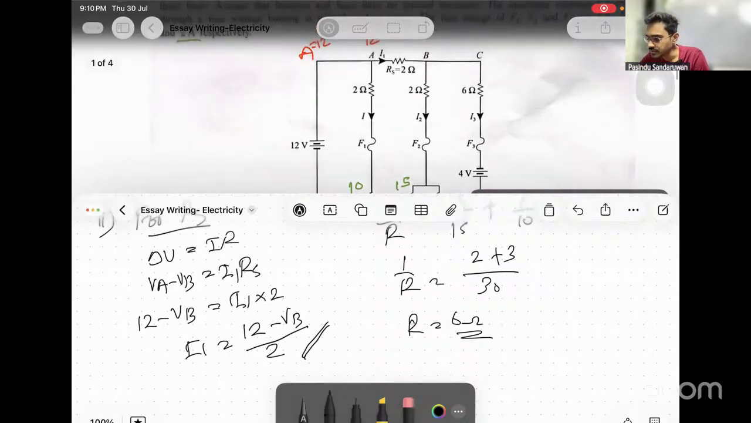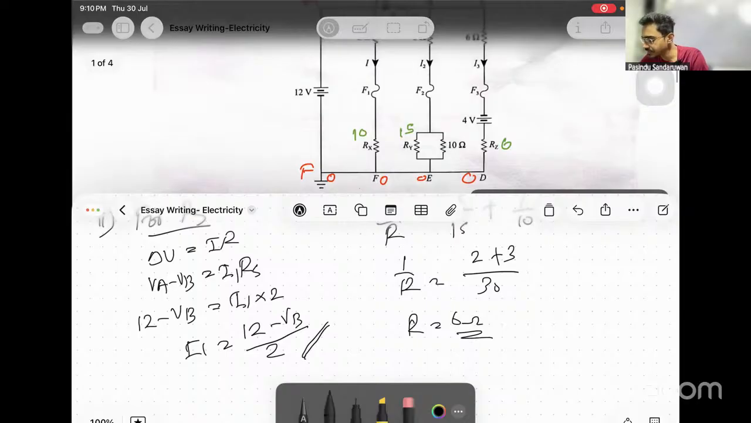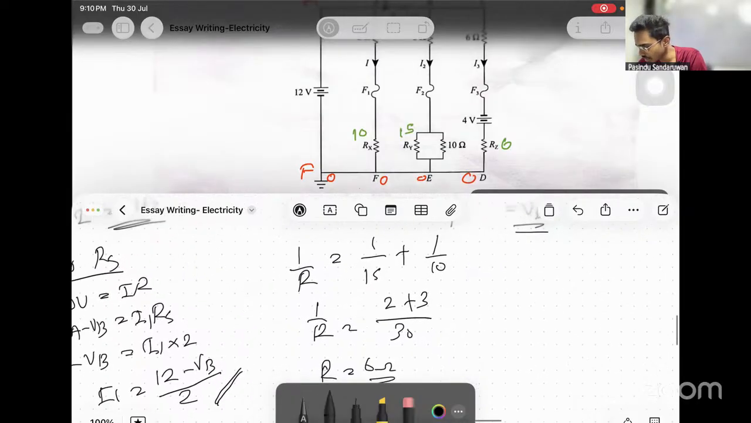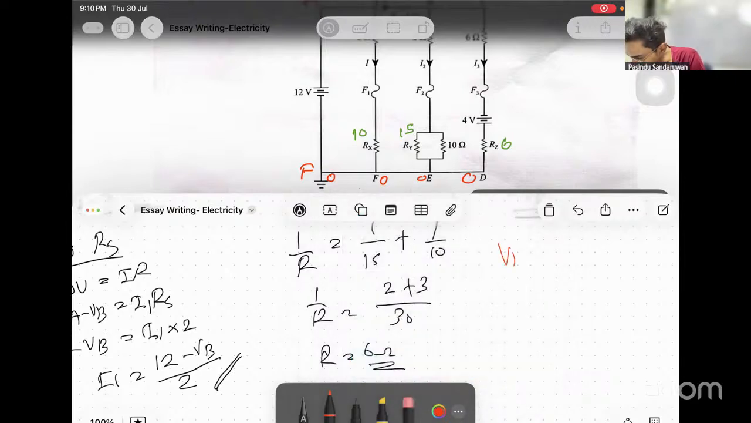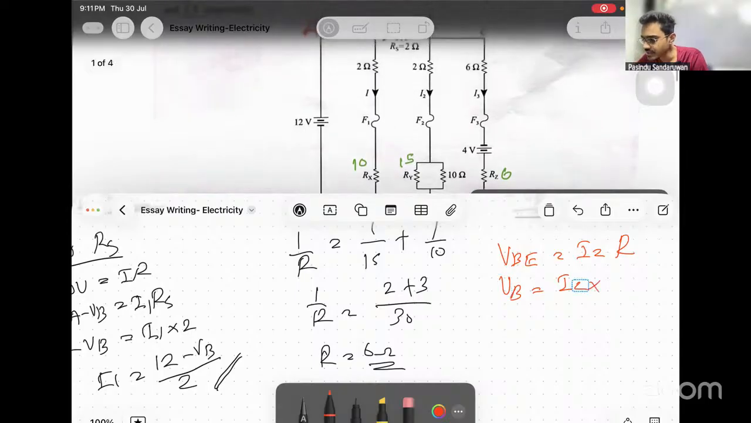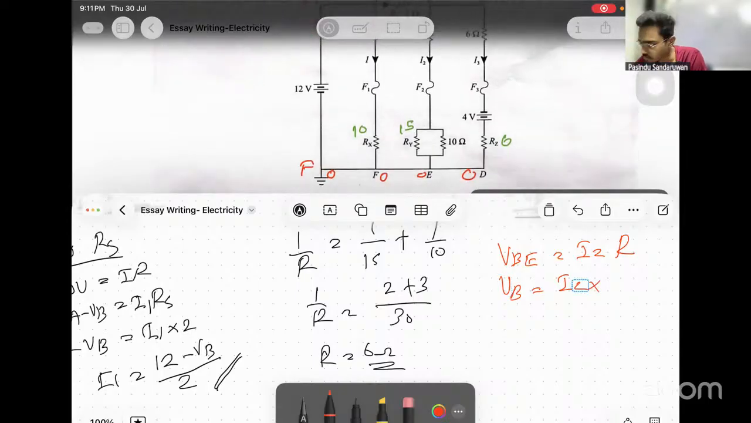Then for the branch BE, if we apply V equals IR again, VBE equals I2 R. But VB is VB. We need I2. And total resistance is 6 plus 2, 8. Then I2 equals VB over 8. Right? Then finally, I3.